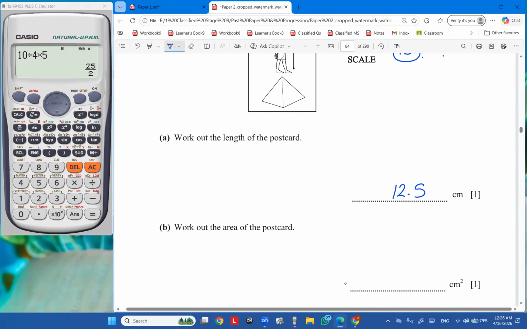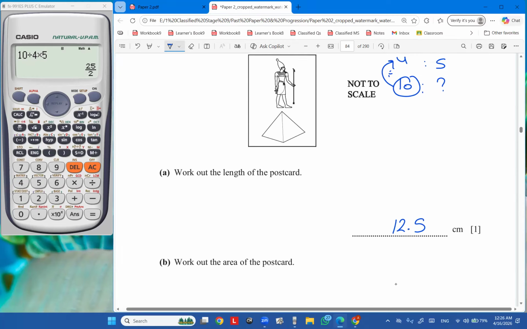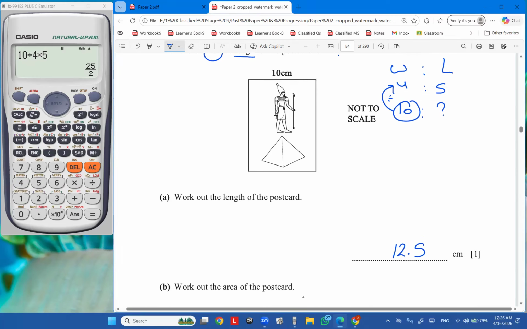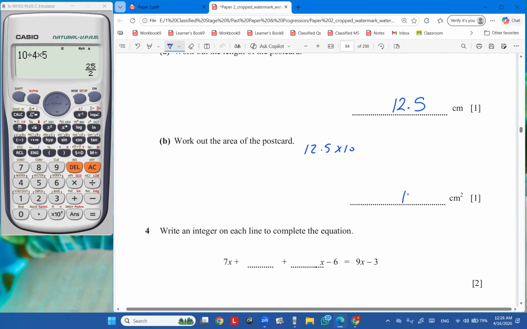And this is question A. Question B, they want you to work out the area. So the area is going to be length times width, which is 12.5 multiplied by 10, is going to give you exactly 125 centimeters squared.